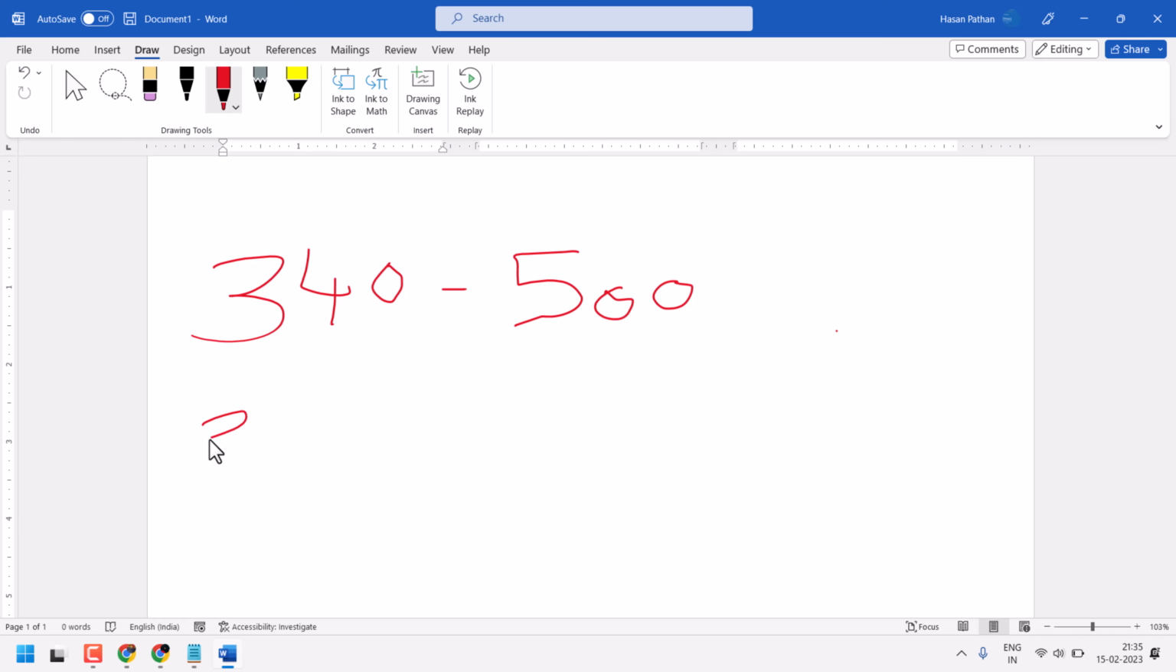Firstly, type the number of marks which you achieved, you obtained. In my case, someone got 340 marks. Now multiply by 100. Now divide by total marks. So in our case, it's 500.